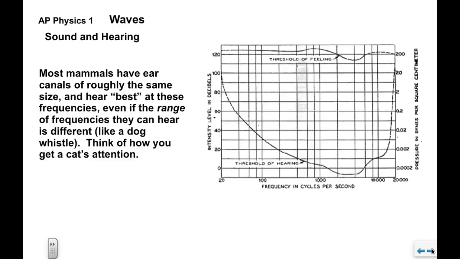Most mammals have ear canals that are about the same size, and they tend to hear best at these frequencies, right around 3,000–4,000 hertz. Even if the range is different, dog whistles are at about 40,000 hertz. Dogs can hear them, but you can't. Bats use echolocation; they squeak at about 100,000 hertz. But at any rate, the range of sounds that mammals hear best is right about in here. This is sometimes thought of as an alarm frequency, which is why a rattlesnake rattle is in that region also.